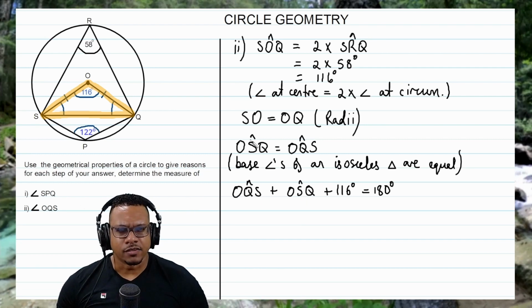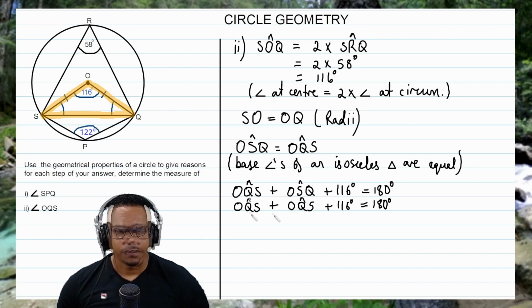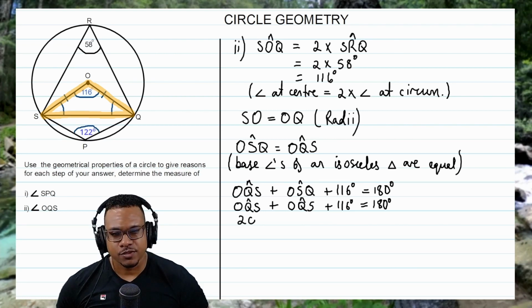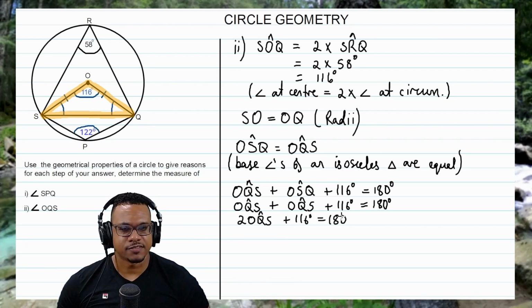Now we know that angle OSQ and angle OQS are equal to each other. So we can replace this OSQ with OQS. So here I've replaced the angle OSQ with angle OQS because OSQ is equal to OQS. So now OQS plus OQS will be 2OQS. So I'll have 2 times OQS plus 116 degrees is equal to 180 degrees.